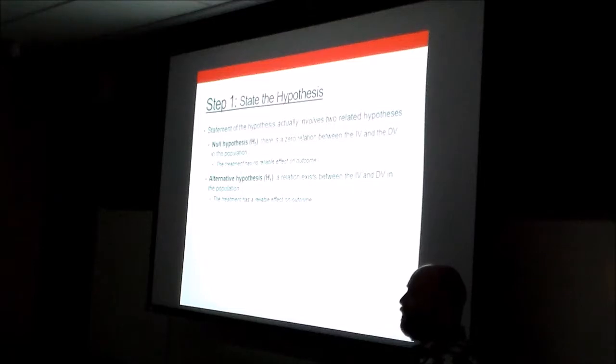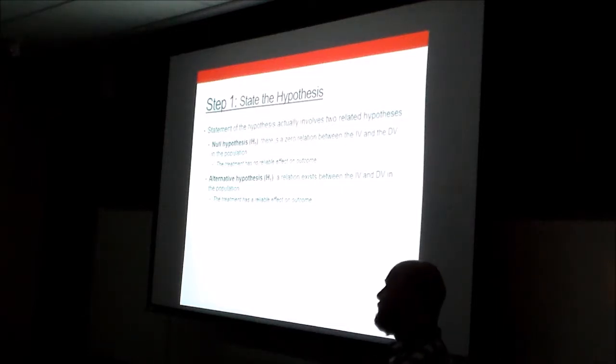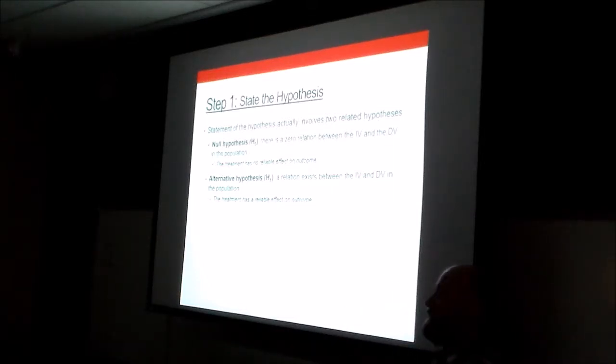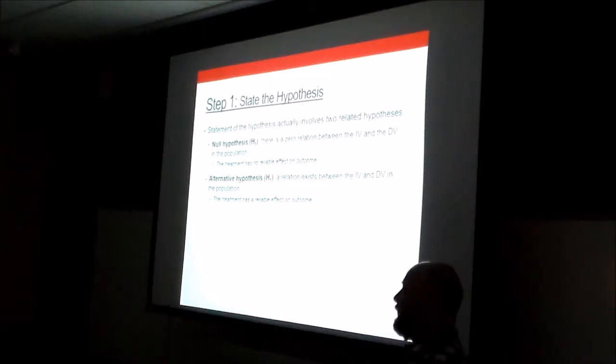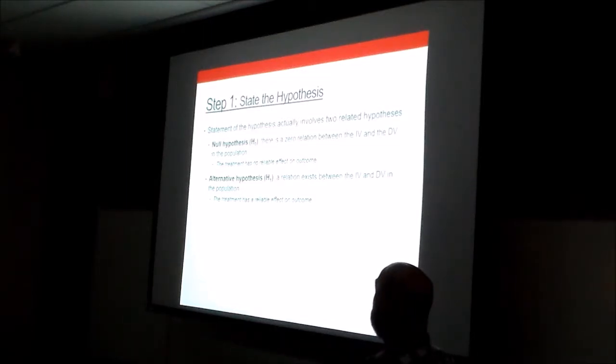People are probably familiar with this whole process, working with two related hypotheses. Our null hypothesis says that there's nothing going on, right? Our null hypothesis is saying there's zero relationship between our IV and our DV, X and Y are unrelated, the treatment has no impact on the outcome, all sorts of different ways we can talk about this. Our alternative hypothesis says that there is a relation between the IV and the DV. Treatment has an effect on the outcome. Population A is different than population B.